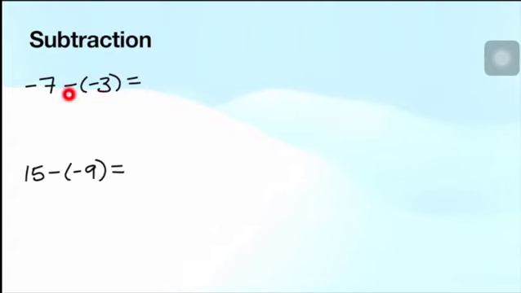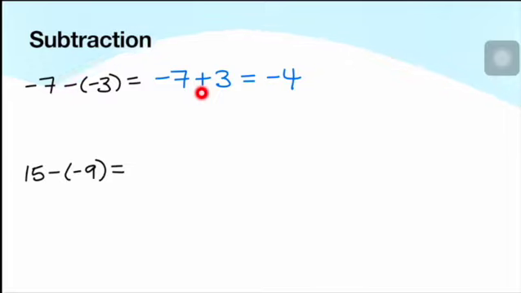Now, if we are subtracting a negative number, that pattern of adding the opposite still holds. If we are subtracting a negative number, that actually turns into adding a positive. When you see minus a minus, you can turn that into a positive. So -7 minus -3 becomes -7 plus 3. Different signs, so we subtract and get -4.